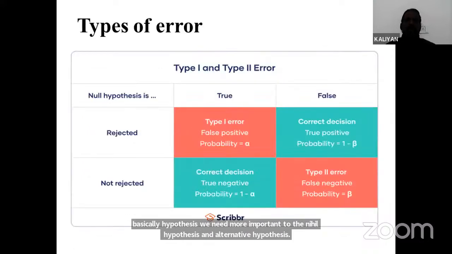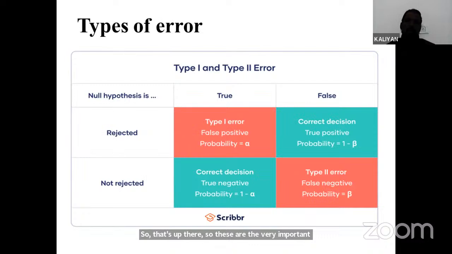So, types of errors. These are very important in the topic of hypothesis. If the null hypothesis is rejected, it is a type 1 error. If the null hypothesis is not rejected, it is a type 2 error. Type 1 error means a false positive, type 2 error is a false negative, and a correct decision is a true negative or true positive. So these are the types of error.